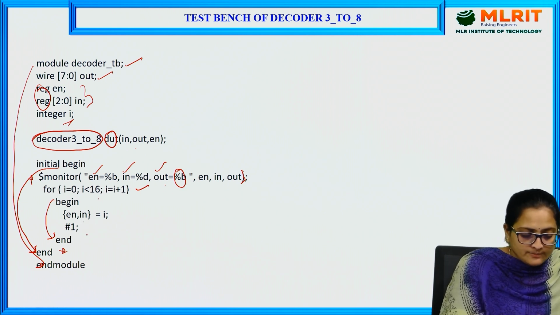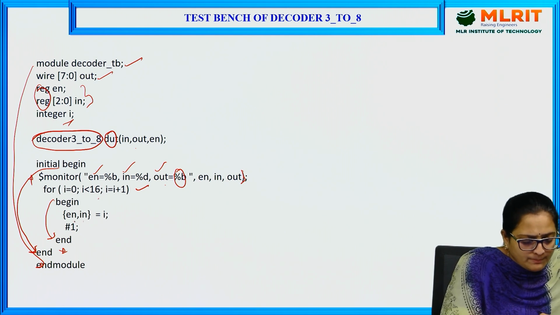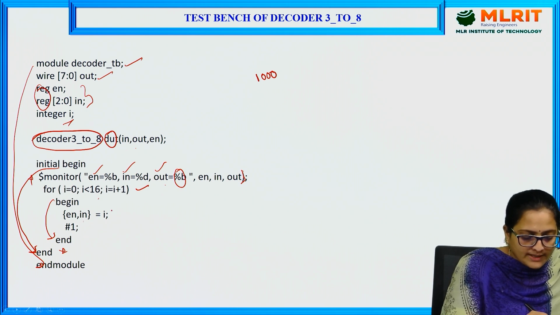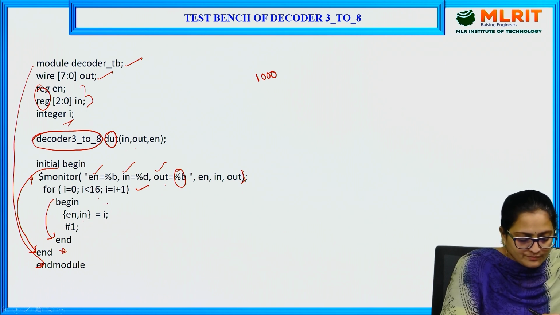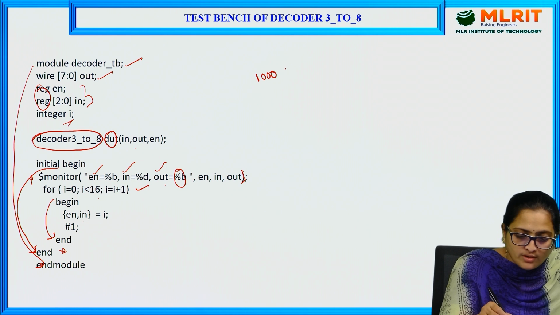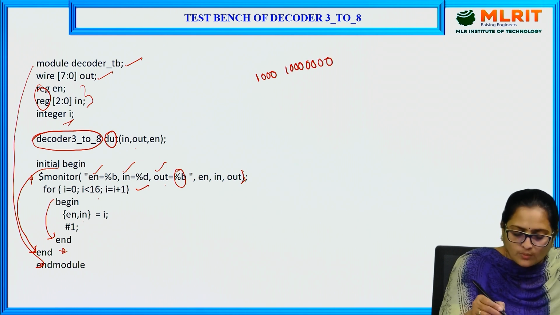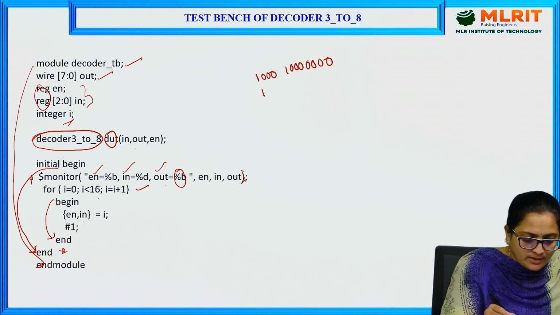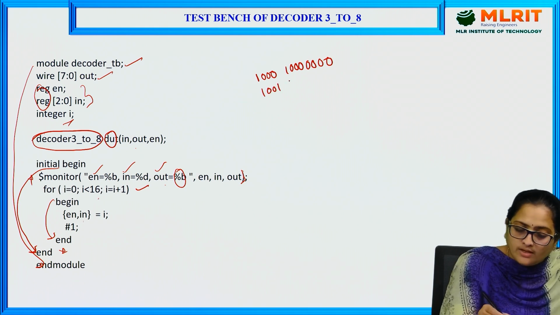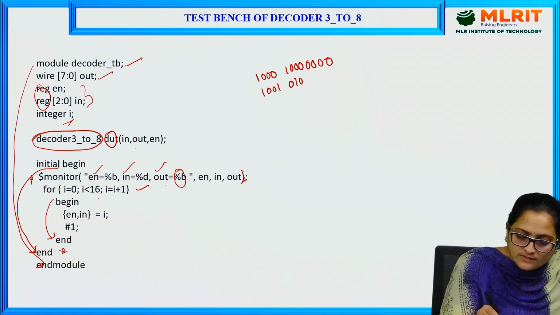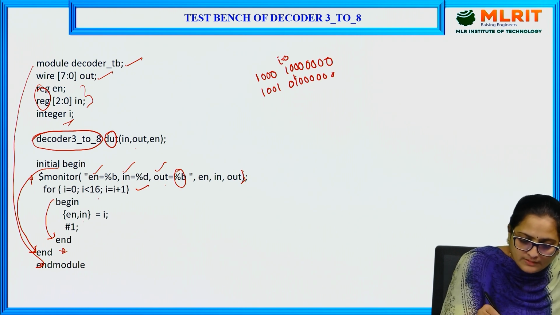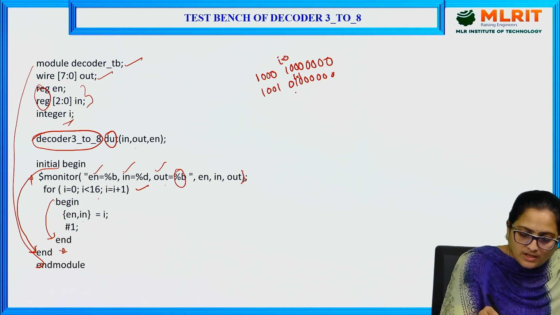That is, if enable pin is 1 and inputs are 0, 0, 0, at i equals 0 it produces an output of 1, 0, 0, 0, 0, 0. And if enable pin is 1 and the input is 0, 0, 1, it produces an output of 0, 1, 0, 0. This is i equals 0. This is i equals 1.